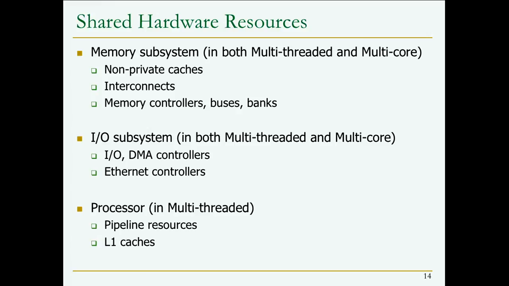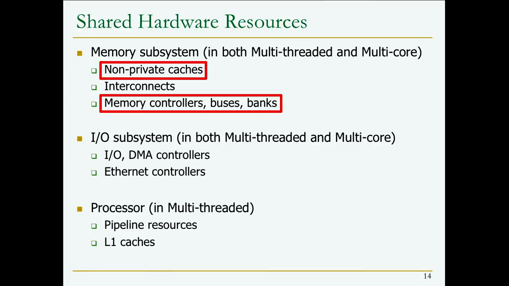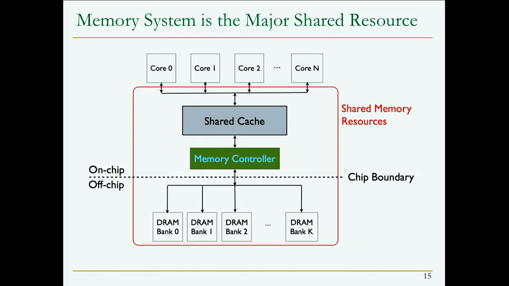Okay, so let's look at the shared hardware resource. I said almost everything is shared, but to be more concrete, memory subsystem is shared in both multi-thread and multi-core architectures, all non-private caches, all interconnects, clearly memory controllers, buses, and banks. And we're going to focus on this one to begin with. The I/O subsystem is also shared, which we're not going to talk about as much, but it's essentially a very similar problem. Storage controllers, DMA controllers, Ethernet controllers. And even the processor is shared if you have multi-threading in the processor, like L1 caches and the pipeline resources. And there are many proposals where you want to do register sharing as well, but we're not going to talk about that. Okay, so this is the memory system more concretely.